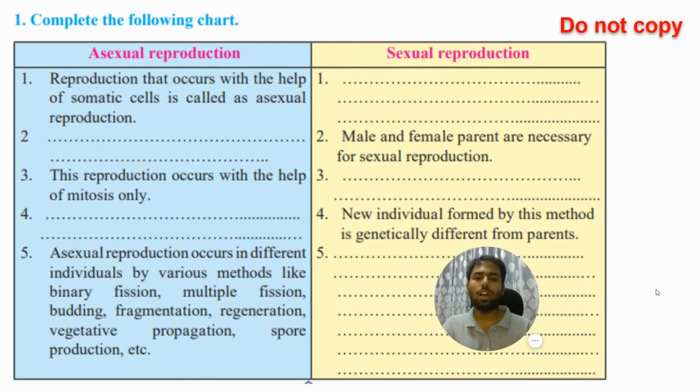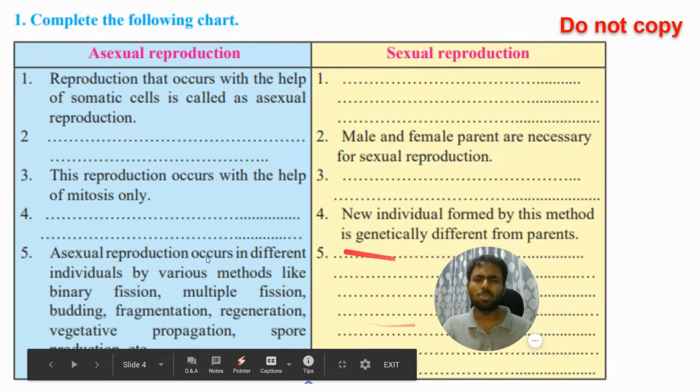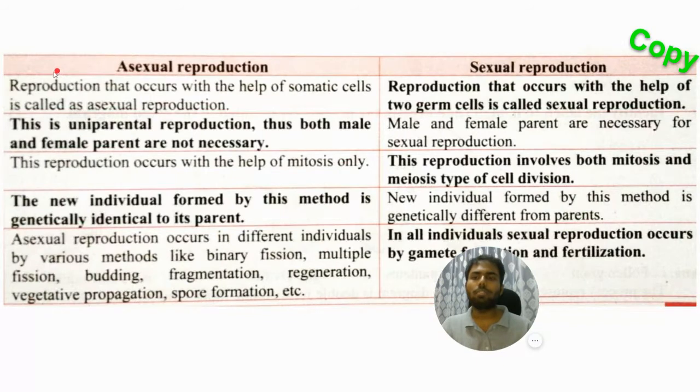Okay, I hope you are done writing the answer to this question in your notebook or in your textbook. Now let us see the answer. Basically, it is to differentiate between asexual reproduction and sexual reproduction. They have given you a few points. The opposite thing you have to write for the other side. So first one, what they had given was reproduction that occurs with the help of somatic cells. Do you remember what is the meaning of somatic cells? इसका meaning लिख के दिया था मैंने. The meaning of somatic cells is any cell in the body which is not a reproductive cell. So reproduction that occurs with the help of somatic cells is called asexual.